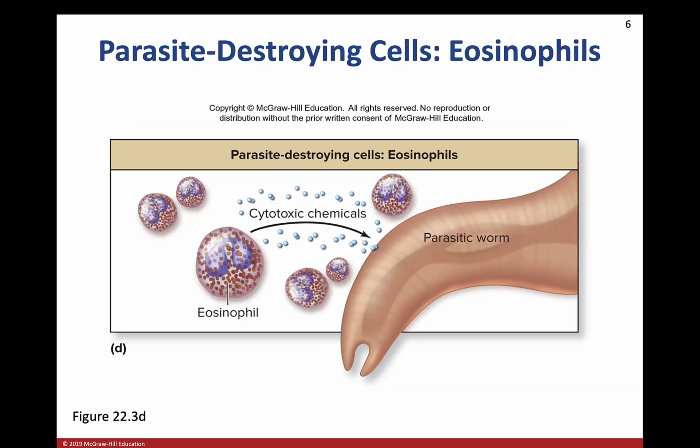We have eosinophils, and eosinophils are specifically white blood cells that release cytotoxic chemicals that are going to destroy or kill parasitic worms.